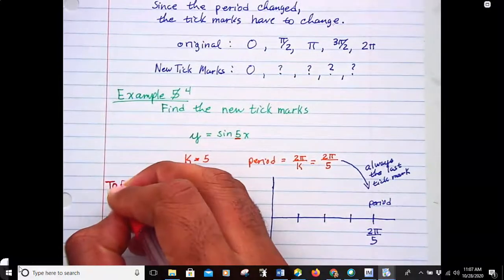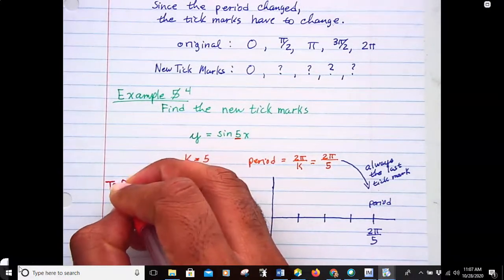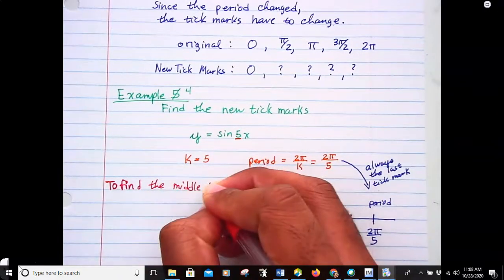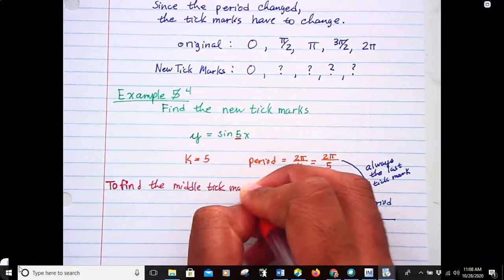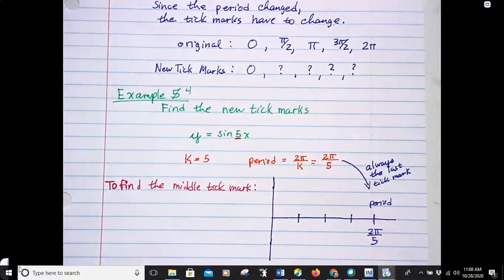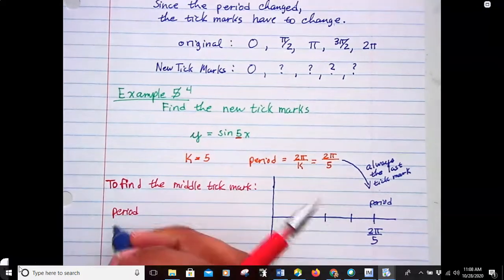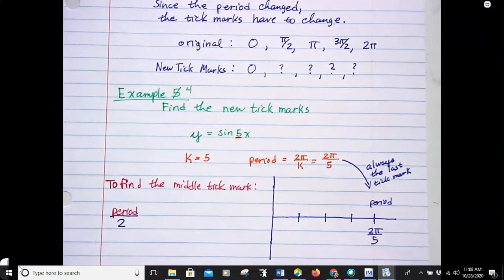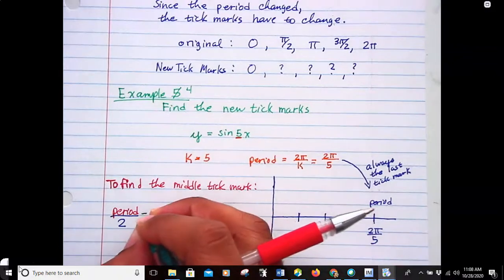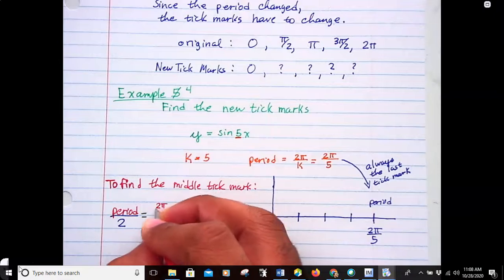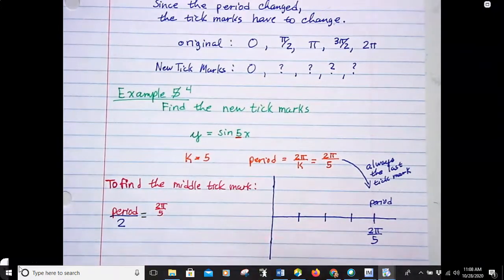All right, to find the middle tick mark, we're going to take the period and divide it by 2. So we're going to take whatever our period is and divide that by 2, which requires us to do some other stuff that we remember back from your earlier math classes. All right, so our period is 2 pi over 5, and we're going to divide that by 2.